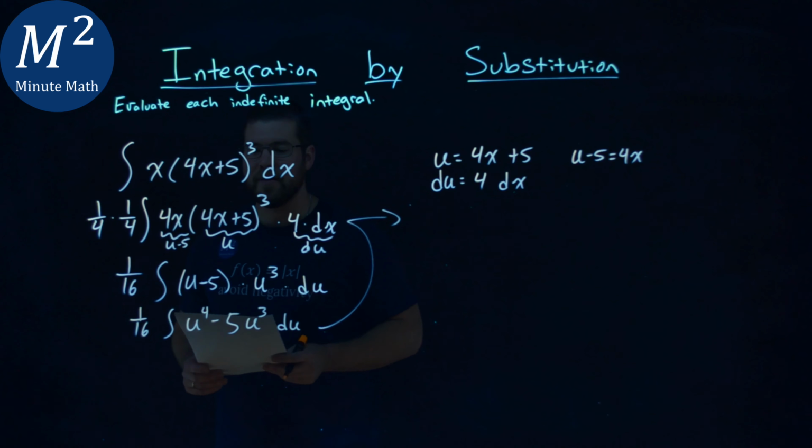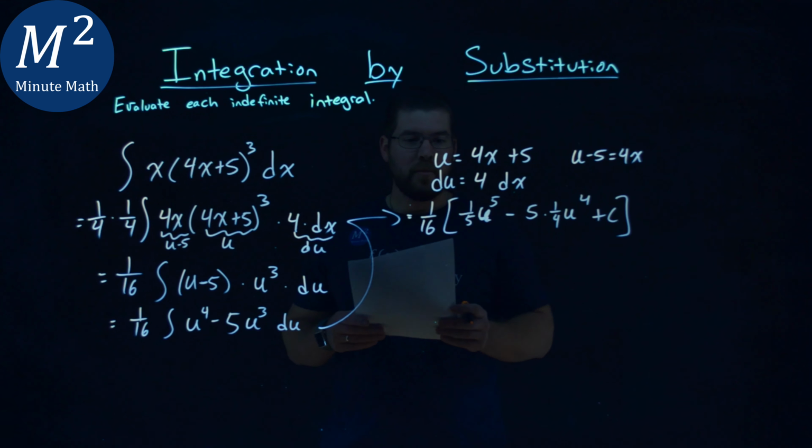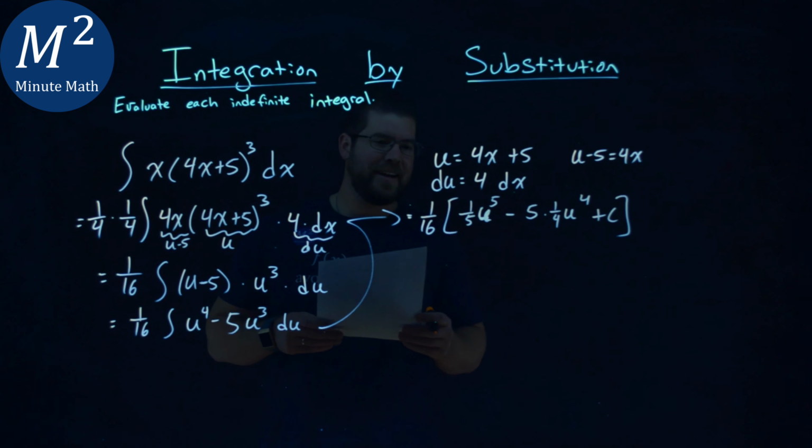So 1/16 stays out front, but let's take that integral here. The integral of u to the fourth, by the power rule, is u to the fifth power times 1/5 out front, minus 5 stays out front, times u goes to the fourth power, add 1, and put a 1/4 out front. Then I'm going to put this inside of it technically, but I'll explain why in a second. We have plus c going on here. Okay? So let's multiply this out now. 1/16 goes across the board here, 1/16 times 1/5, and that's 1/80.